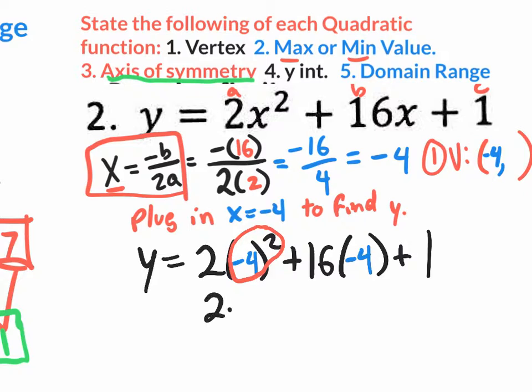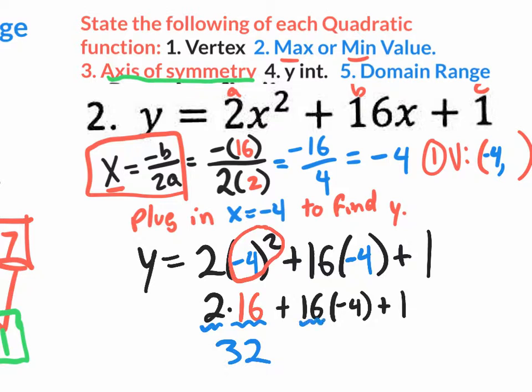2 times 16, and I'm going to rewrite the rest. Plus 16 times negative 4 plus 1. Okay, so I did exponents, and now I'm going to multiply. What's 2 times 16? 32. Okay, 32. And then how about 16 times negative 4? Maybe with the calculator, we'll get a negative 64. And then bring down the plus 1 at the very end.